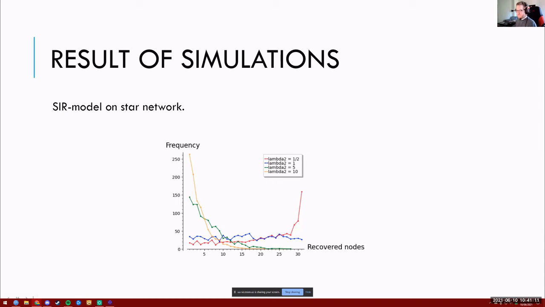Yellow is lambda 2 equal to 10, and we have a significantly higher chance of having very few recovered nodes. The frequency is drastically reduced very quickly, and there are actually no counts of more than 21 recovered nodes for this star network.